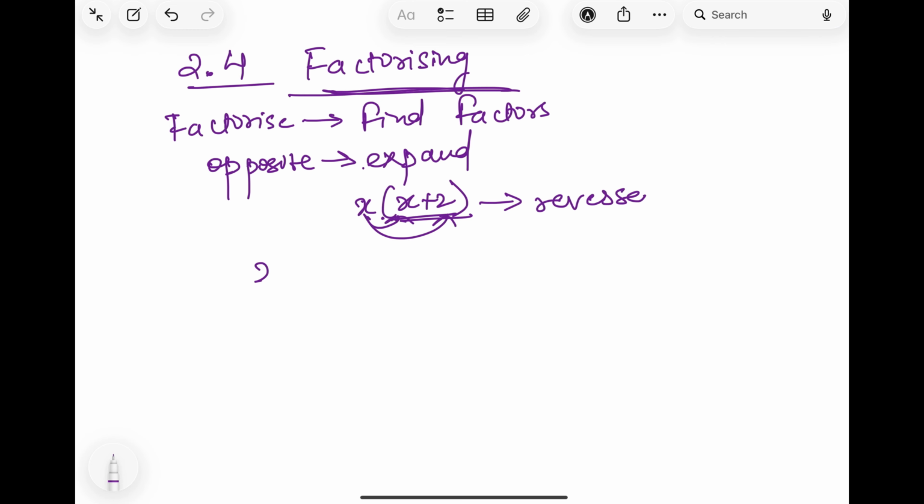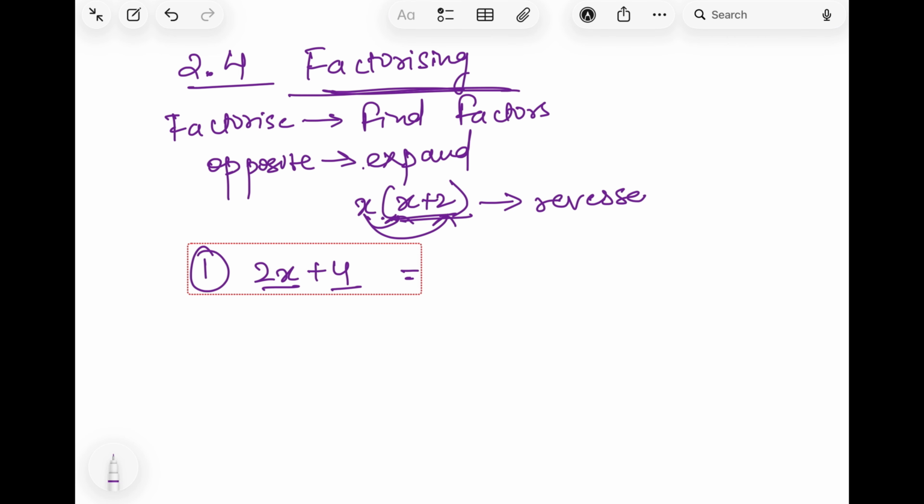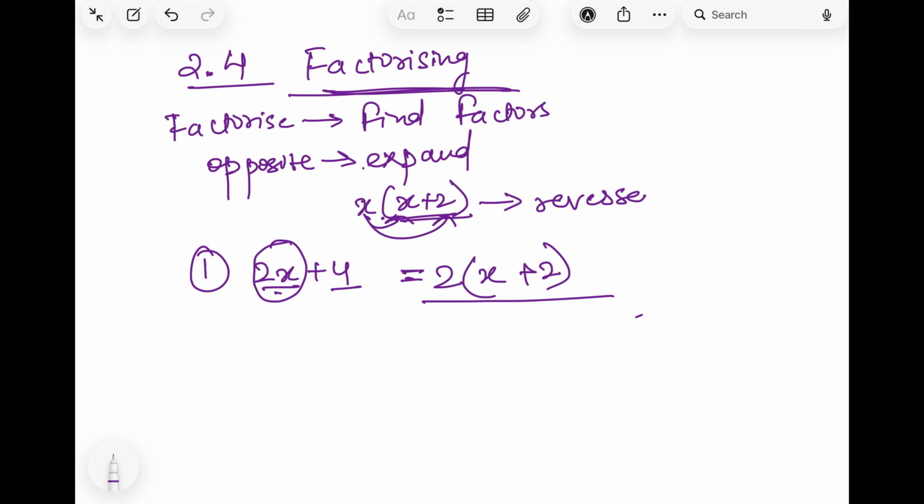Here numbers will be given and you will put the brackets. You will find something common between the two terms and you will put the bracket. That means you will find the factor in between both the terms. So we take an example, 2x plus 4. Anything common in these two numbers? This is an expression, right? So what is common? 2. 2 is common. And what is left in the first term then? x plus. What is left in the second term? 2 2s are 4. So this is the answer.